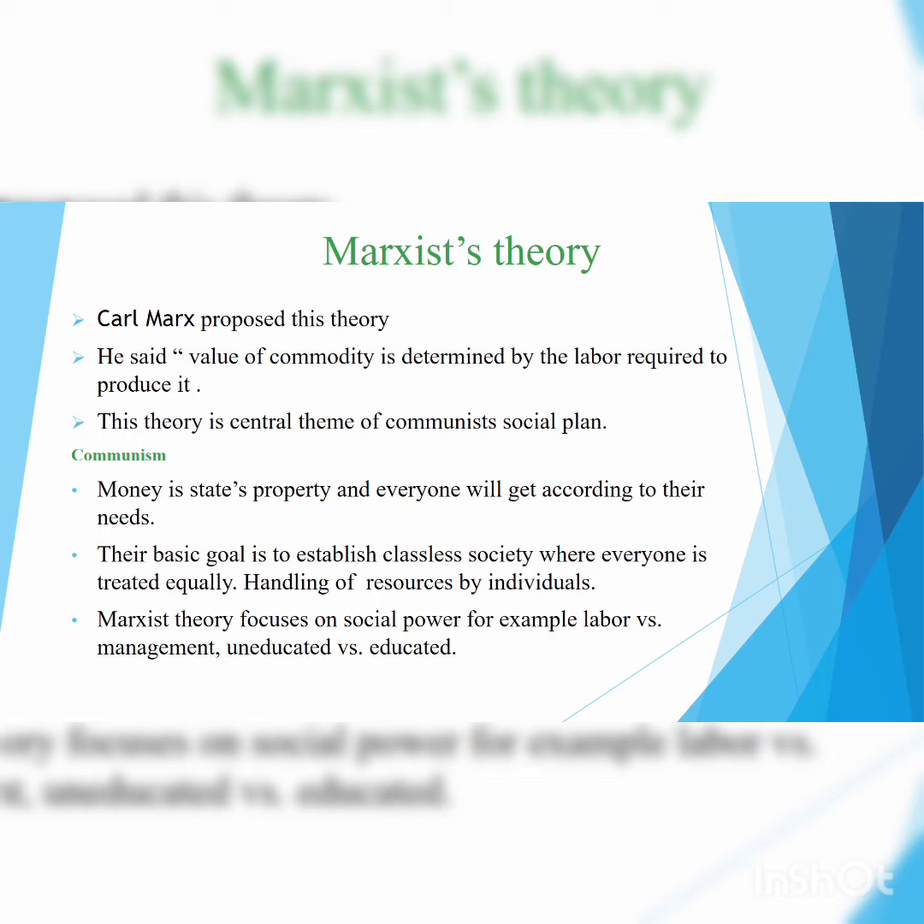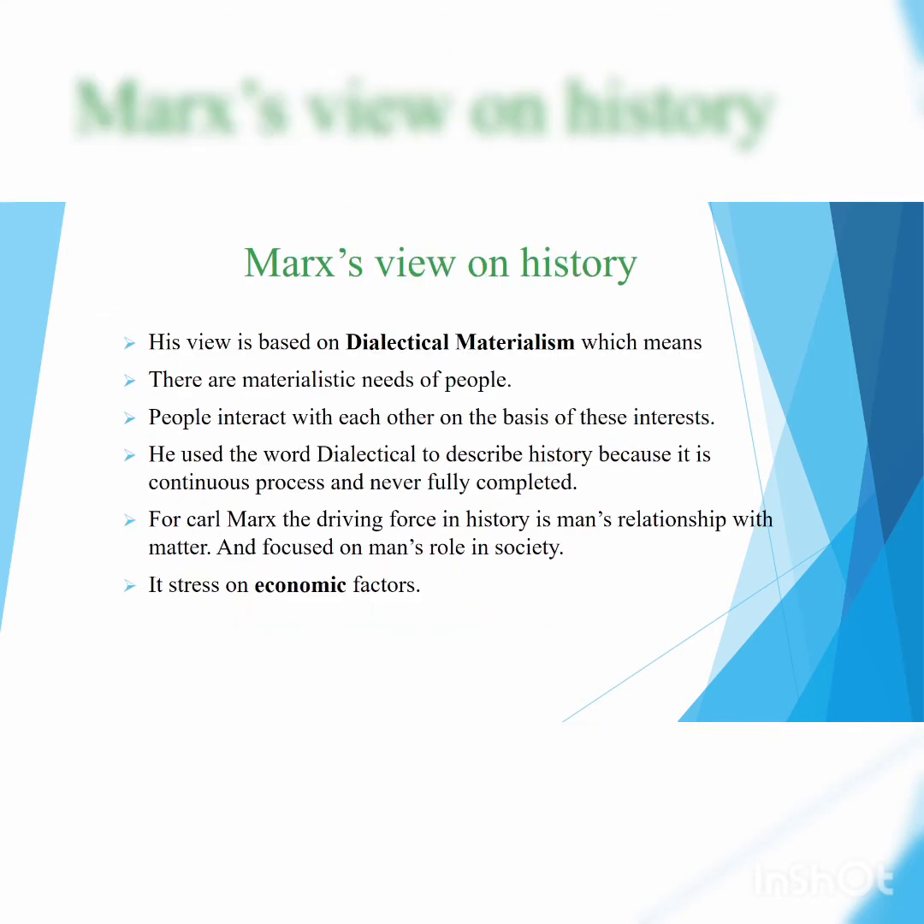Let's discuss these points. Karl Marx's view on history, how he perceived history. His view is based on dialectical materialism, which means that there are materialistic needs of people. People interact with each other on the basis of this interest, and he used the word dialectical to describe history because it's a continuous process and never fully completed.